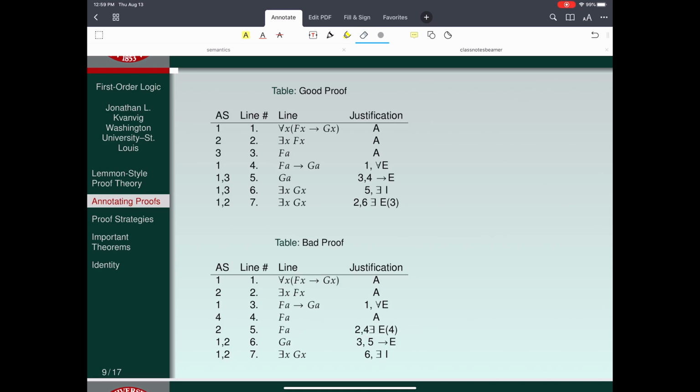I then use 5 and 3 to get GA, and then I do existential introduction to finish the proof. But the trick here is I forgot, describing what I was doing, to talk about whether or not I satisfied the restrictions on existential elimination at line 5. So I used the rule properly. It fits the form of the rule just fine. The question is, in addition, does it satisfy the restrictions on the constant that was used?